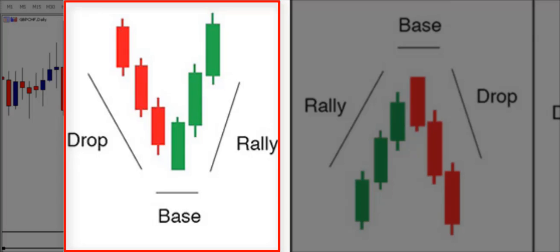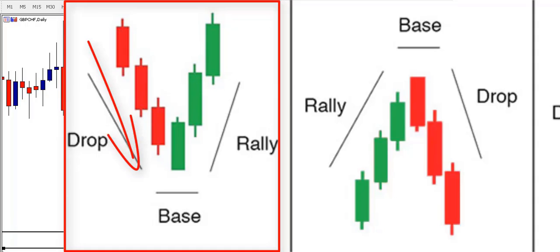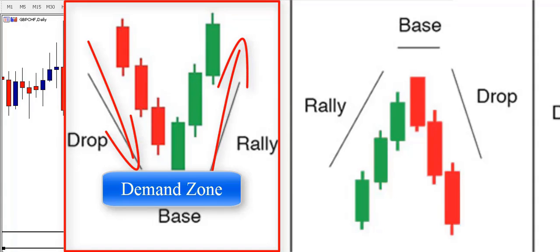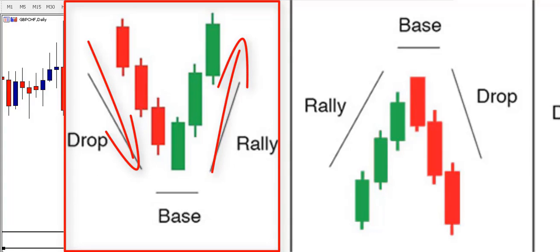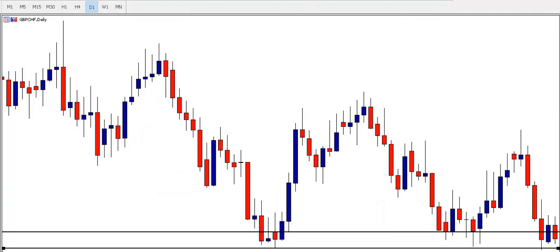Whereas both rally-base-rally and drop-base-drop zones only form during trending movements, the drop-base-rally zone will only be found when the market changes from moving down to moving up. If the market was to return to the drop-base-rally demand zone, it should push the market in the direction of the rally which created the zone.